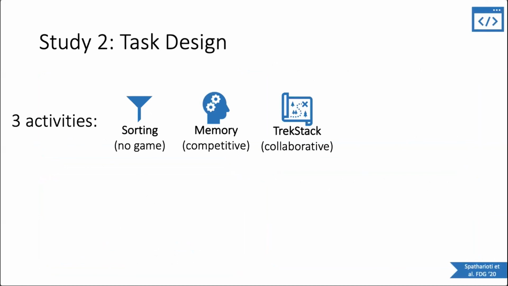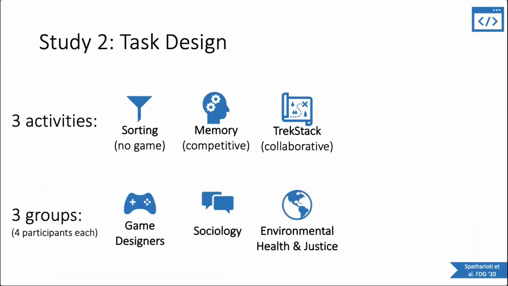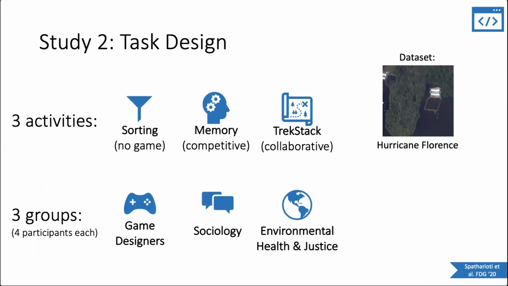For our second study, we used three activities: sorting with no game elements, memory, which is a competitive game, and a collaborative game we designed called TrekStack. We wanted to see how different groups would approach the toolkit and these activities. To this end, we recruited graduate students with a background in game design, faculty from the Social Sciences Department, and researchers from an Environmental Health Fellowship program, attending a bi-yearly conference off campus. We used the Hurricane Florence dataset for this study.